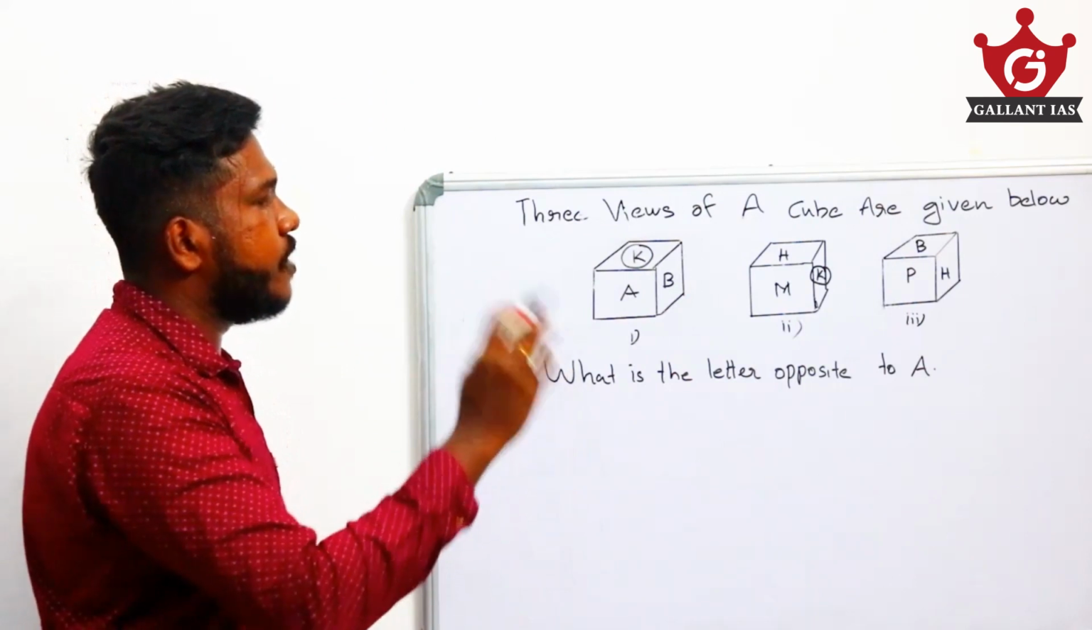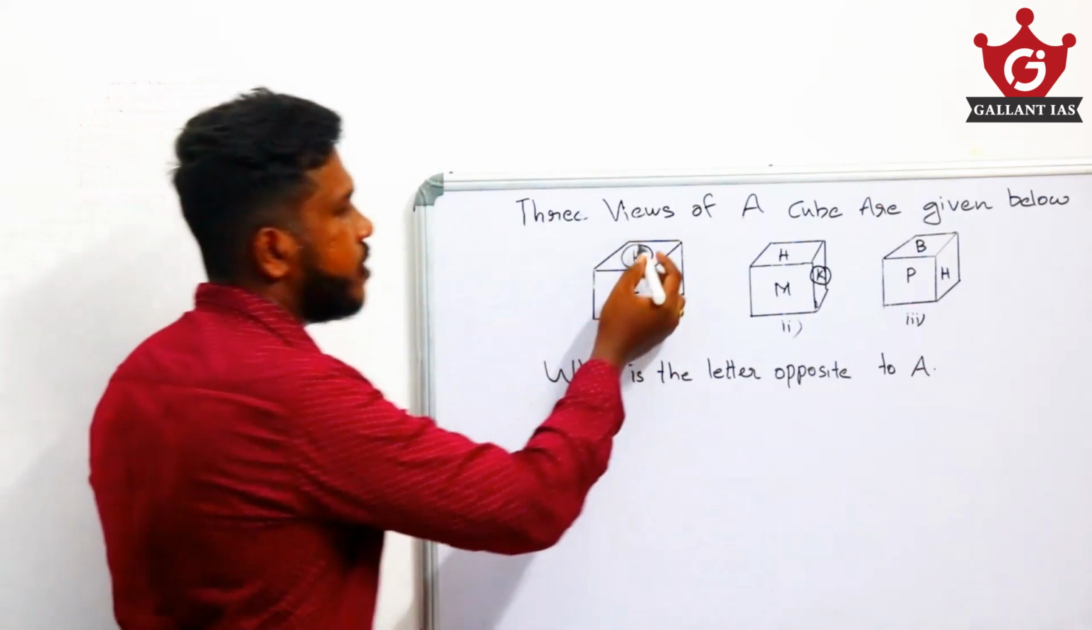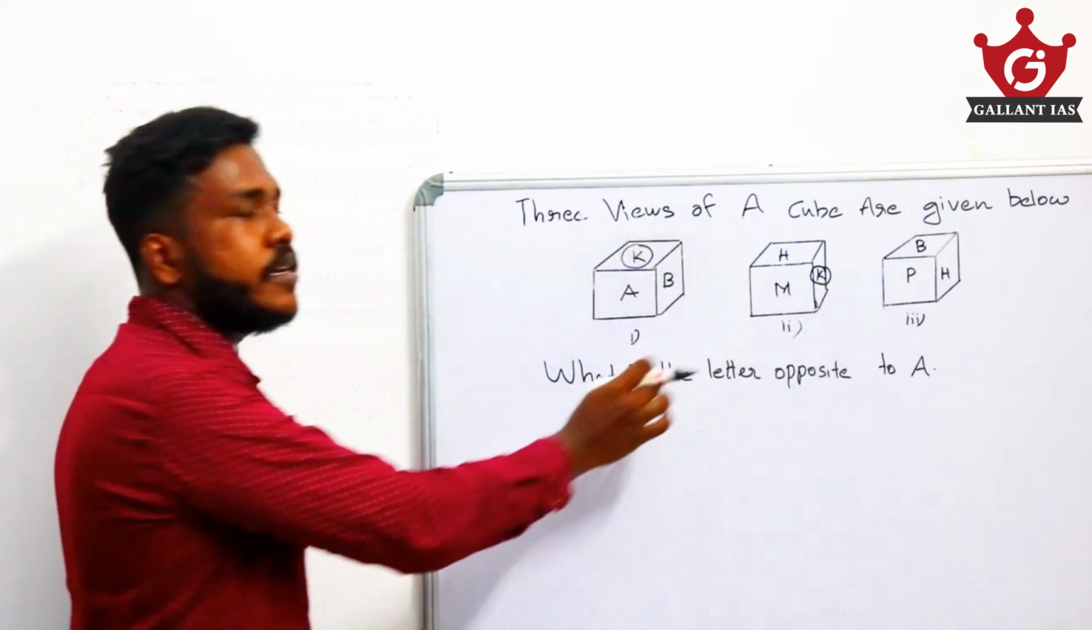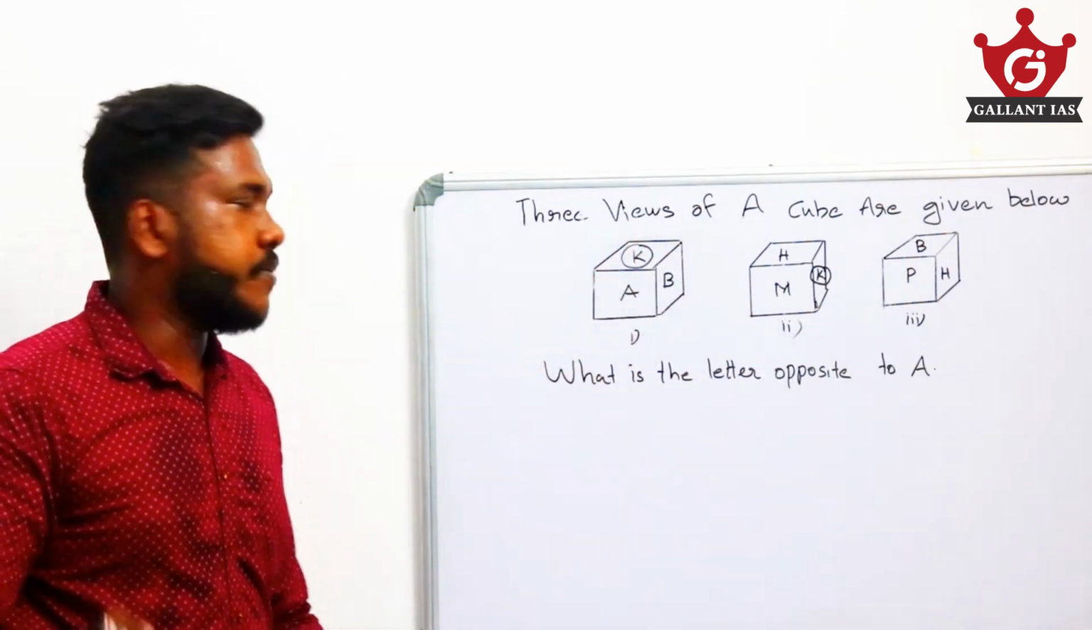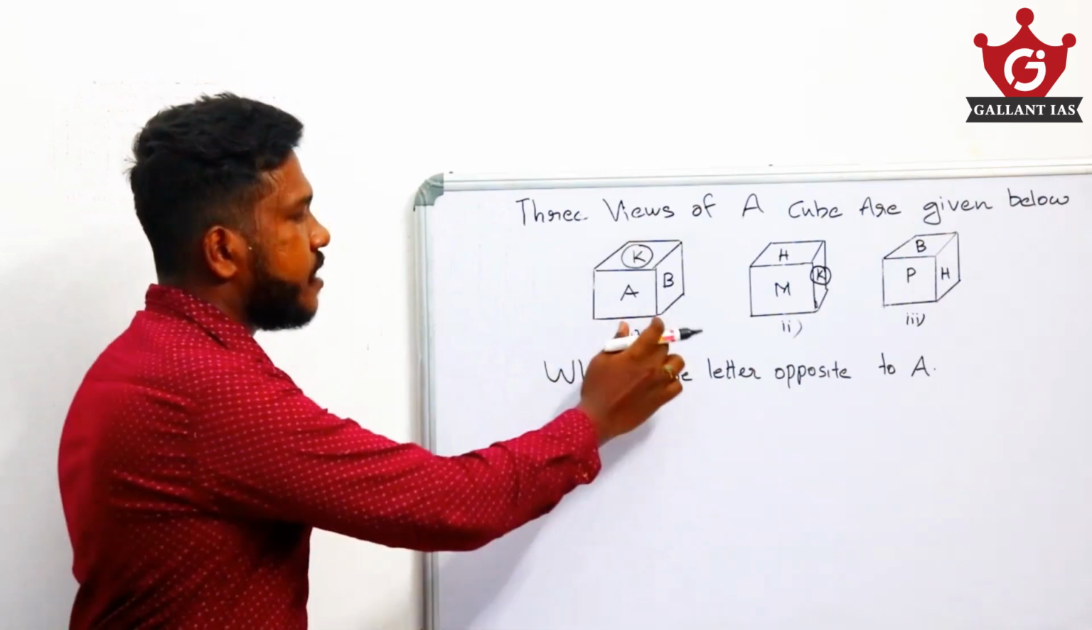Okay, so when you're writing the values, your first value should be the common value. Then you only need to write the values either in the clockwise direction or in the anti-clockwise direction. Okay, now let's solve it. Now take the first view.